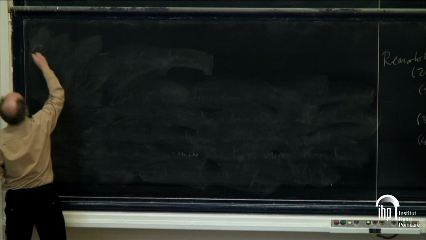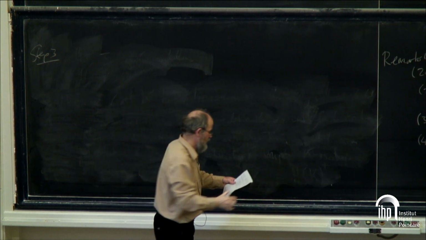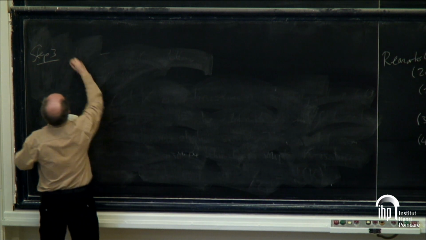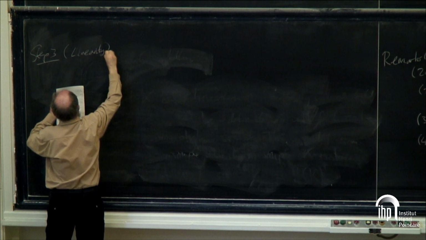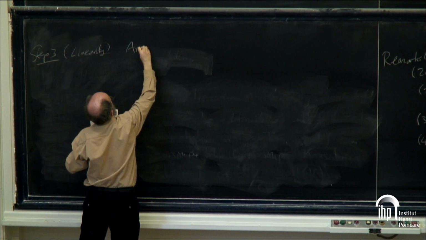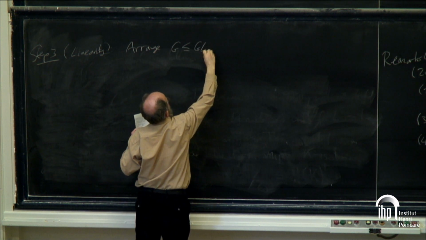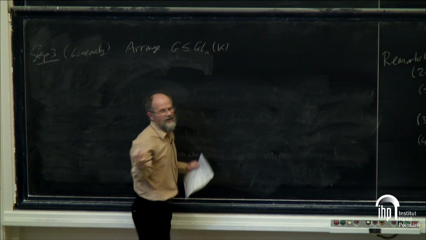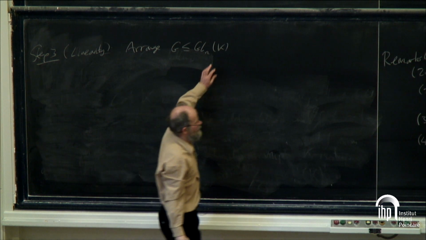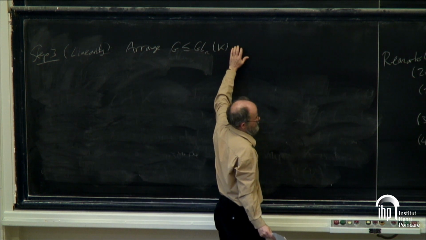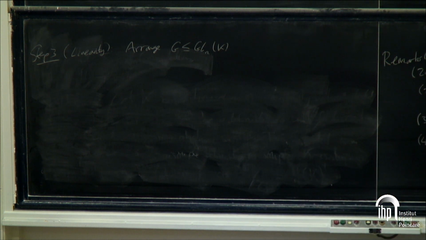So step 3 is arranging that the group is linear. So we arrange that G is inside GL_n(k) after factoring out a finite center if necessary. And this is the step that we can't do in characteristic p. We don't know how to, so we assume that at the start in characteristic p.